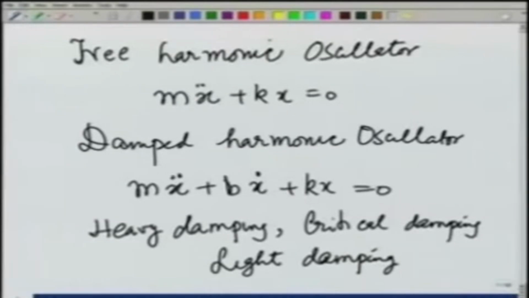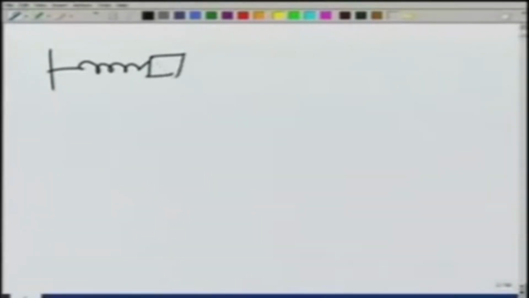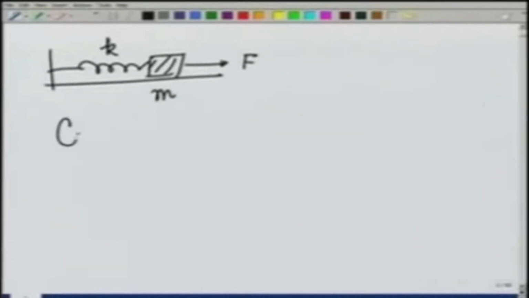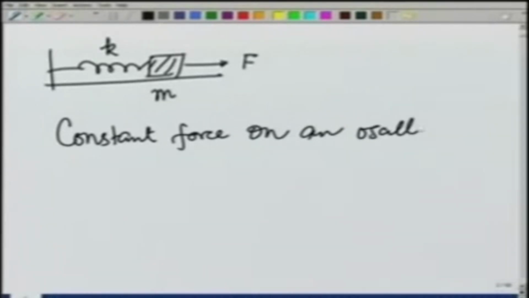In today's lecture, we are going to look at another aspect of an oscillator, and we are going to ask what happens if I apply a force on the oscillator in addition to it being subjected to a force by the spring, its mass being m. The simplest case is that of a constant force on an oscillator, and you already know the answer.